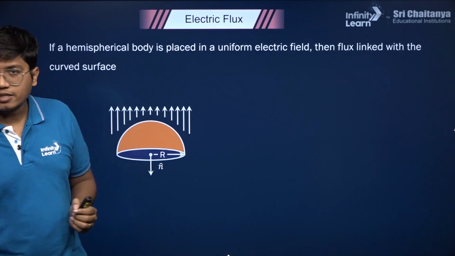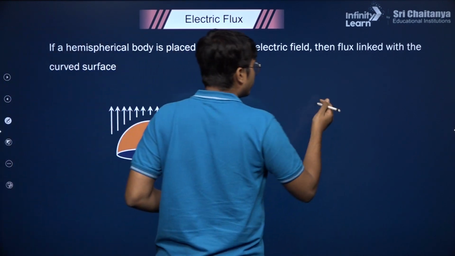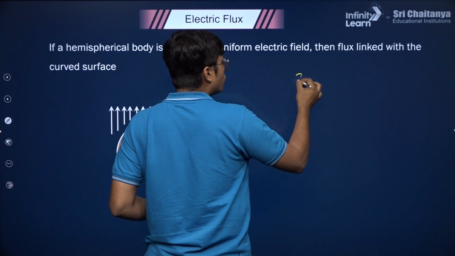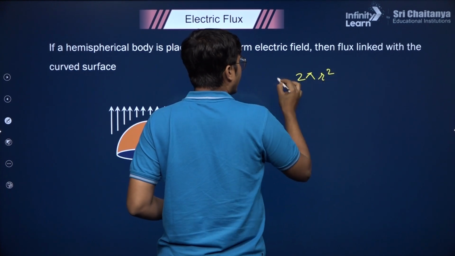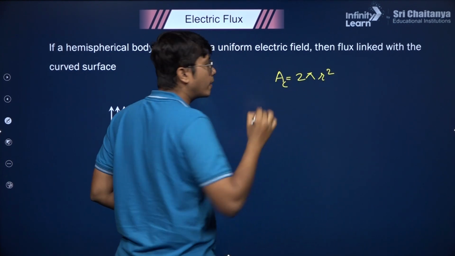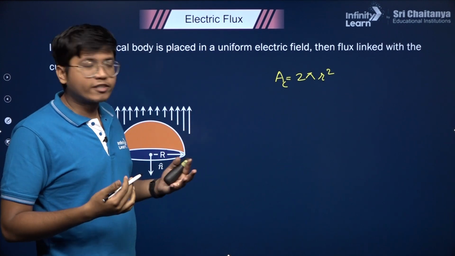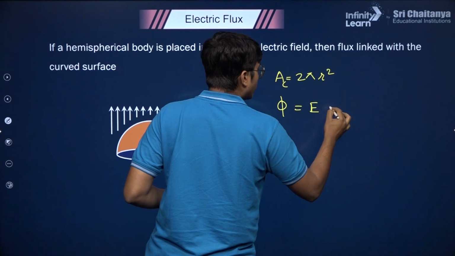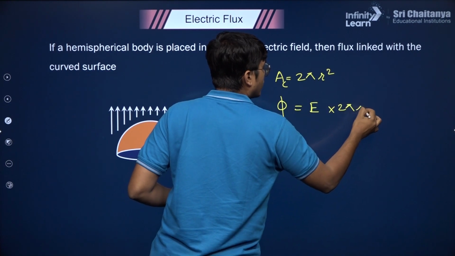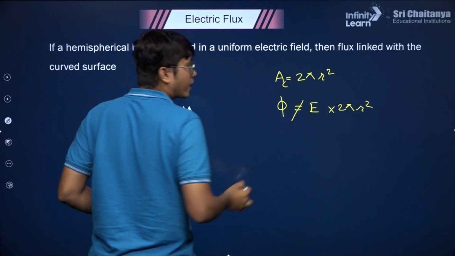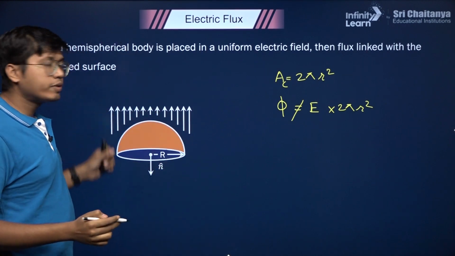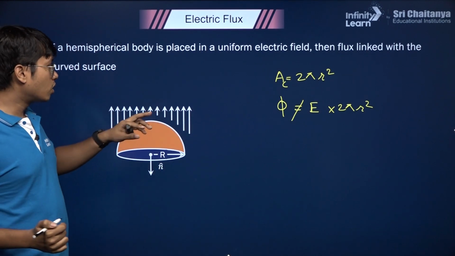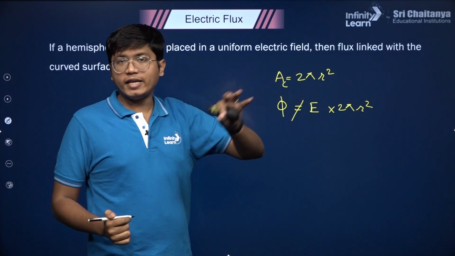Now, at first glance, you would think that the curved surface has an area of 2 pi r square. So, if you want the electric flux, then phi equals E into this area, so E into 2 pi r square. But this is incorrect because that is not the flux linked with the curved surface. That is because over here the formula cannot be E into A.